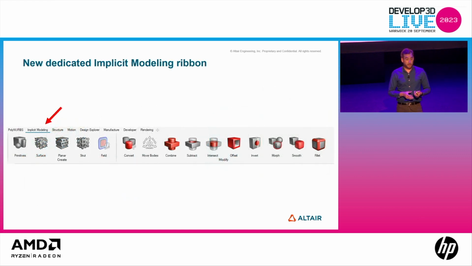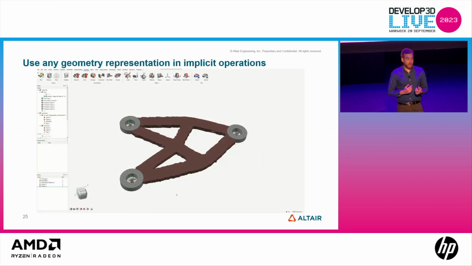We've also added a dedicated ribbon for implicit modeling. So everything that you can do with implicit is going to be completely contained in its own ribbon, so it's all easy to find, and broken it down into different ways of creating and modifying geometry, just like typical sort of CAD operations. And what we want to do is essentially be able to apply these implicit operations and geometry tools directly to any of these non-implicit geometry types.